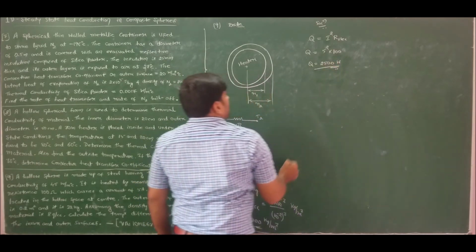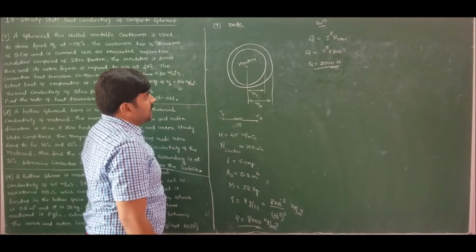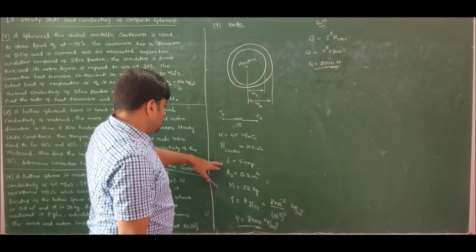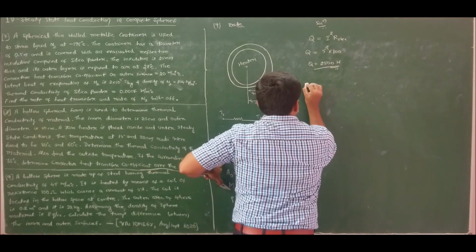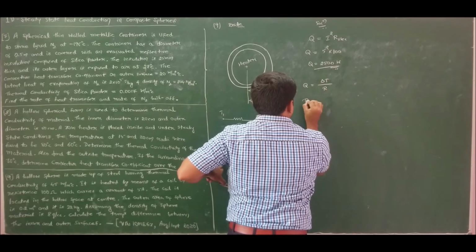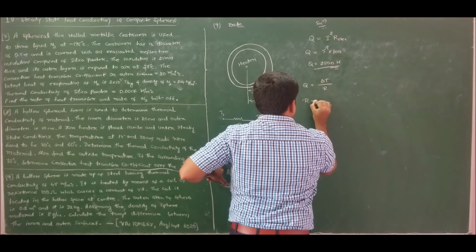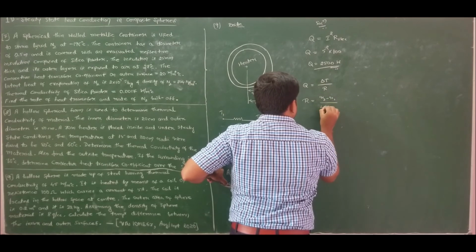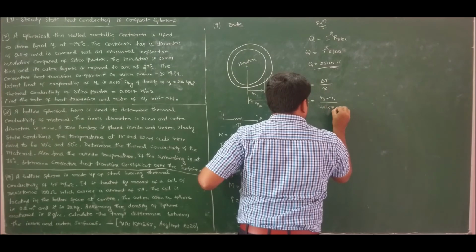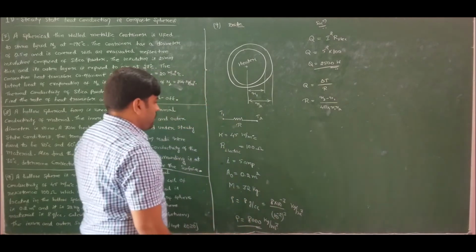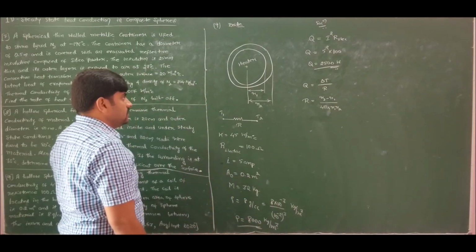Now 2500 watts is dissipated through the sphere by conduction. So moving ahead, we know that Q is also equal to delta T divided by resistance. Resistance of a sphere is given by R2 minus R1 by 4 pi K R1 R2. Now I want to find the value of R1 and R2, thereby I can find the delta T.